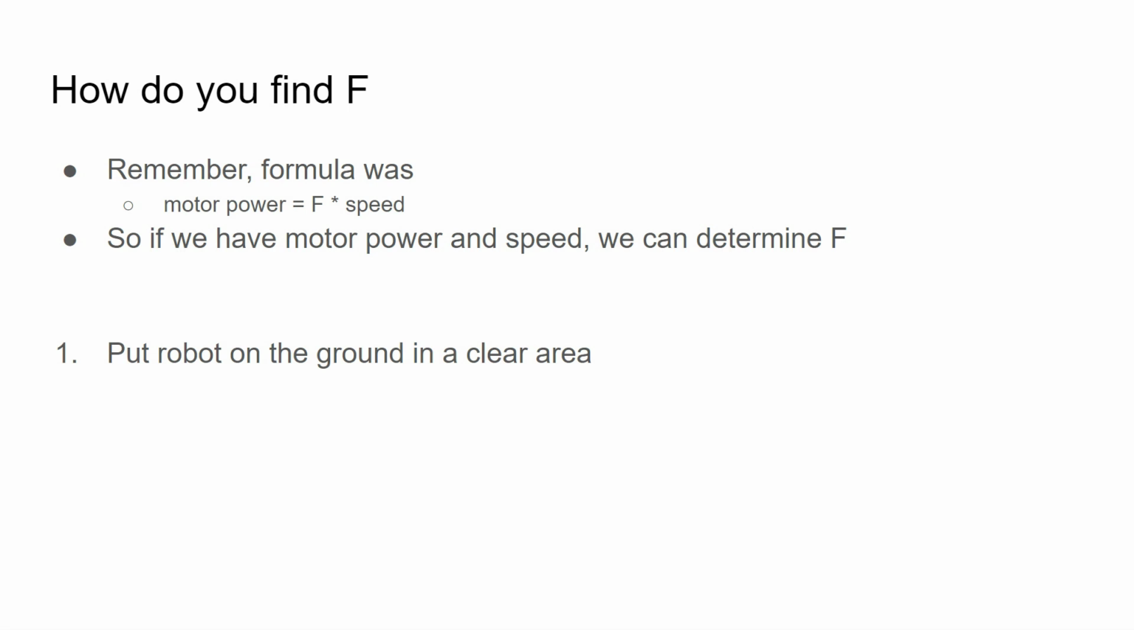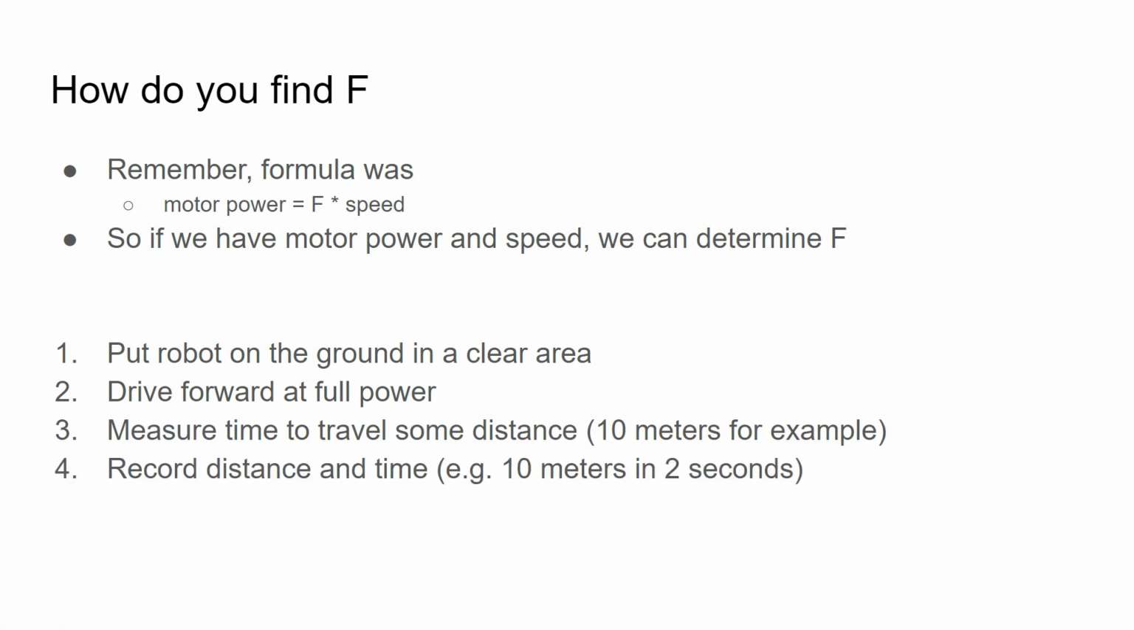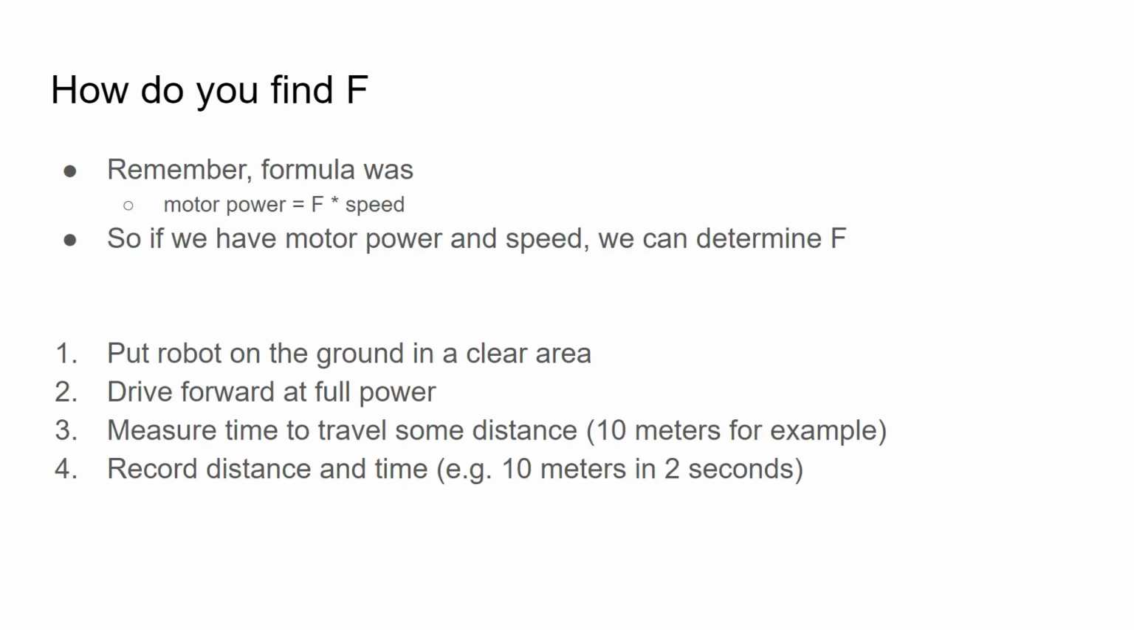Put your robot on the ground in a clear area where it has space to drive forward. Drive forward at full power. You don't have to drive forward at full power, but it's just the easiest way to do it. You could also drive forward at half power if you really wanted, or just some number that you know. Then measure the time to travel some distance, or measure the distance that it takes to travel during some amount of time, and record those numbers. Great. Now you've got these numbers going back.